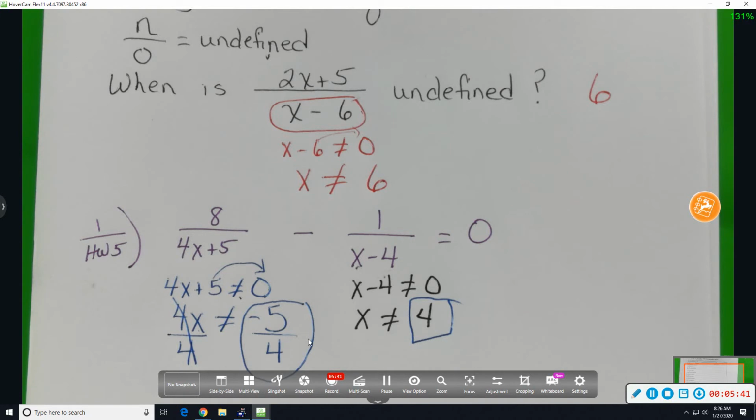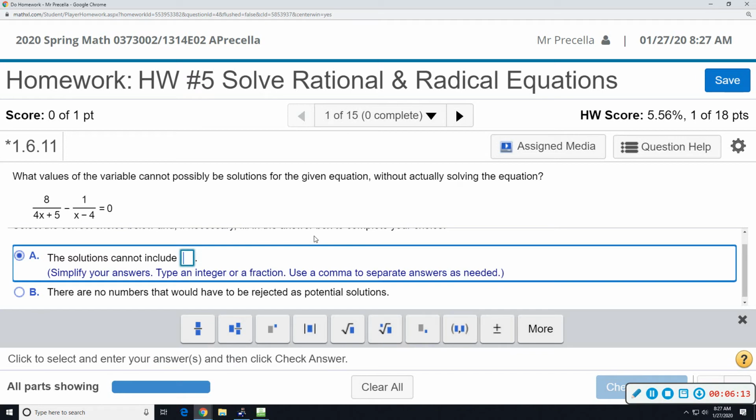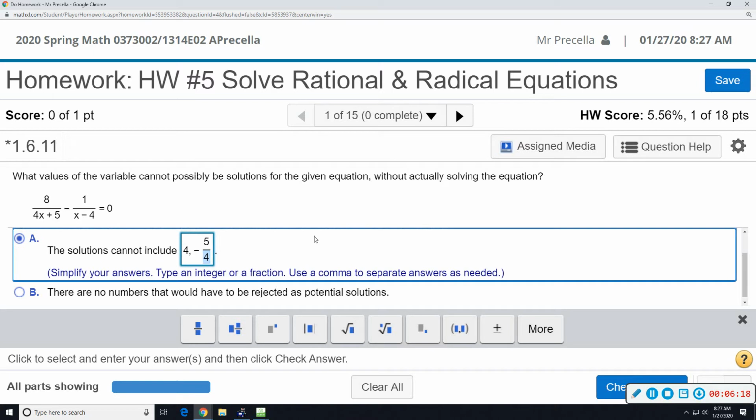So if you were actually going to try to solve this equation, if you wound up with either of these numbers as solutions, you would have to mark them out. When we start solving these equations, you're going to see that there's an option of no solution. Now, the no solution would happen if these were the numbers we got. Okay? So let me type in 4, comma, negative 5 over 4.